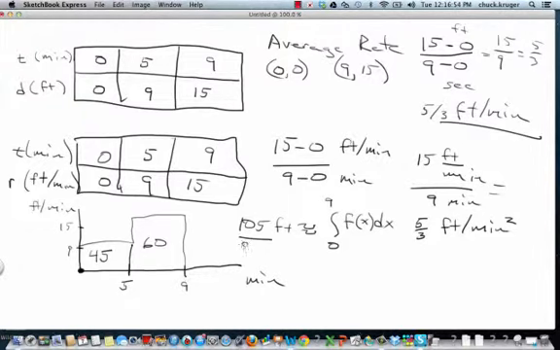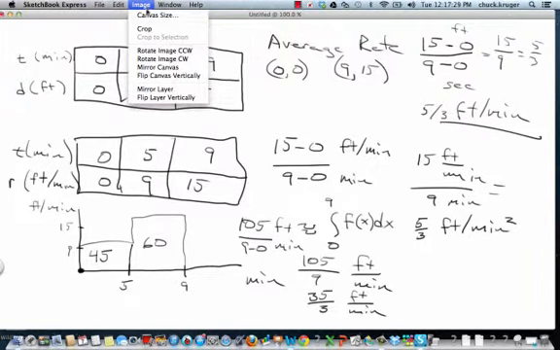Well, if I divide that by 9 minus 0, or divide it by 9, this is 9 minutes that I'm dividing. So I'm going to get feet per minute. So my average rate of walking is approximately, I think it's 105 divided by 3, 35 over 3 feet per minute. Right? And that's what we're doing when we are looking at this. Now let me go to the notes.